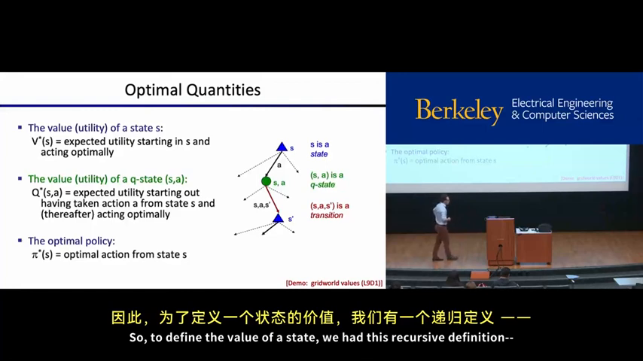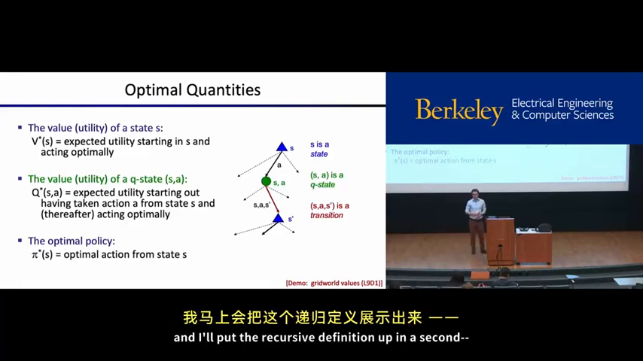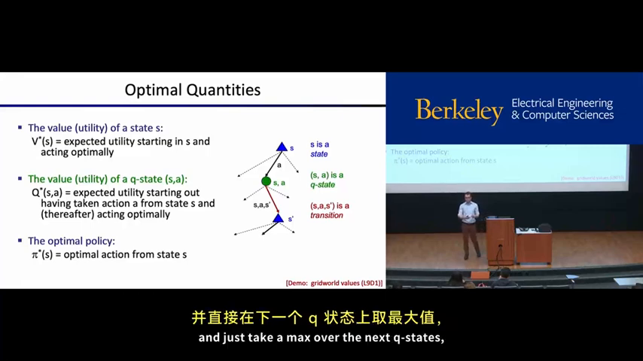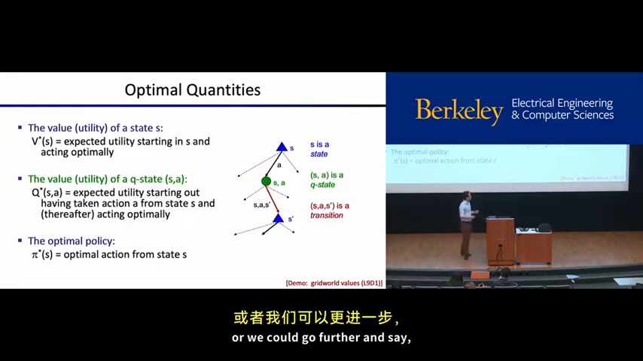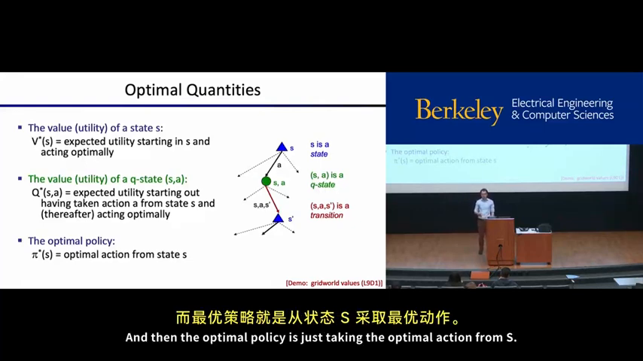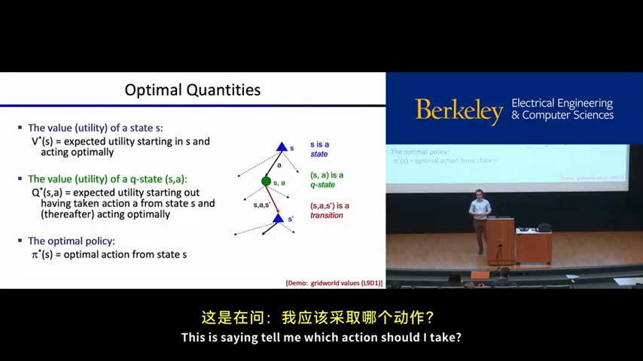To define the value of a state, we had this recursive definition, and I'll put the recursive definition up in a second, where we could either define the value in terms of the next Q state and just take a max over the next Q states, or we could go further and say it's a max over an expectation of the value of the next state. And then the optimal policy is just taking the optimal action from S. This is saying, tell me which action I should take.